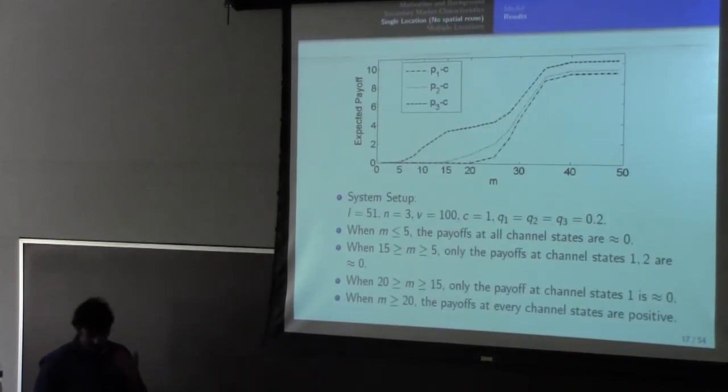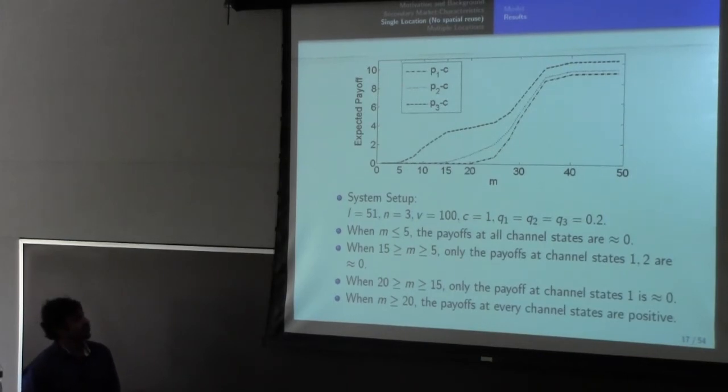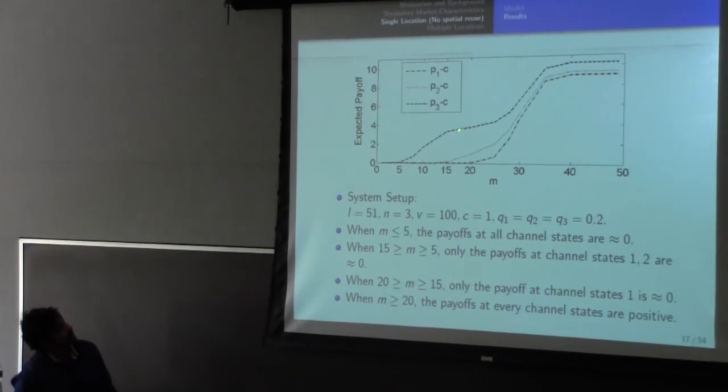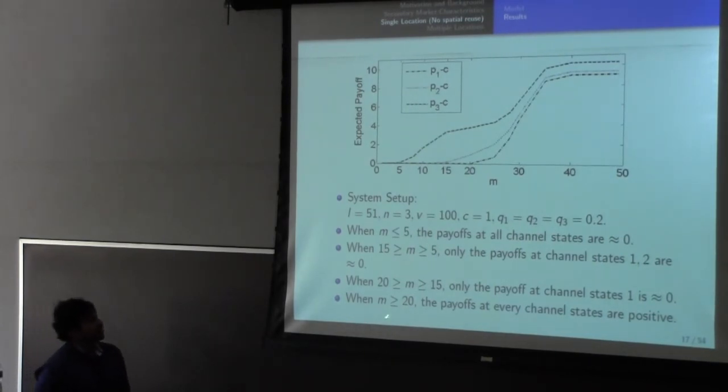Okay, so this curve shows the payoff function as you increase M. As you can see, when the number of secondaries is very small, like less than 5, all the payoffs are almost 0. But as the number of secondaries increases, the payoffs become positive. When M is in the middle range, like 15 to 25, the payoffs at channel states 1 and 2 are 0, but the payoff at channel state 3, P3, which is high, is positive. But when M becomes higher, the payoff at channel state 2 becomes positive. And when M is sufficiently large, all the payoffs become positive.